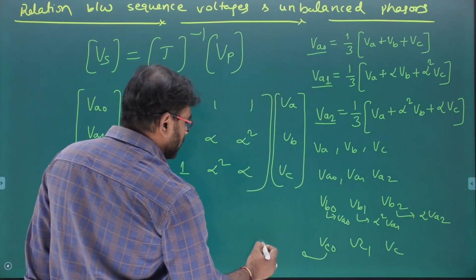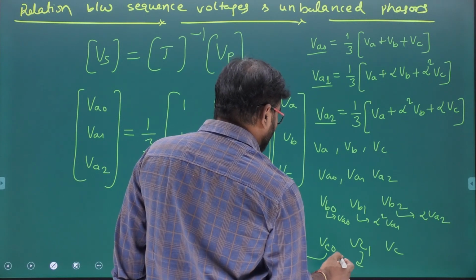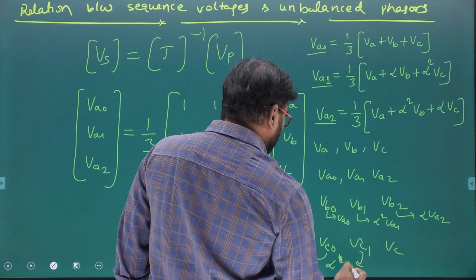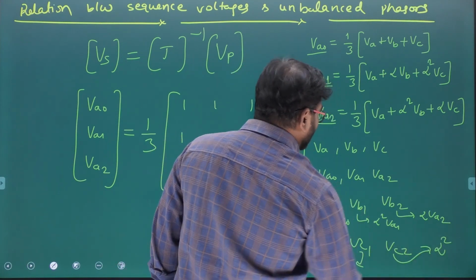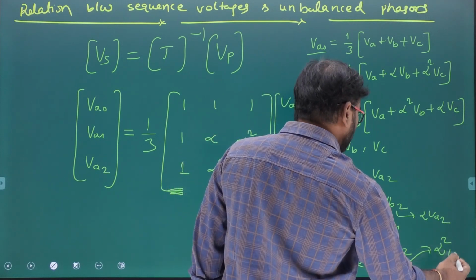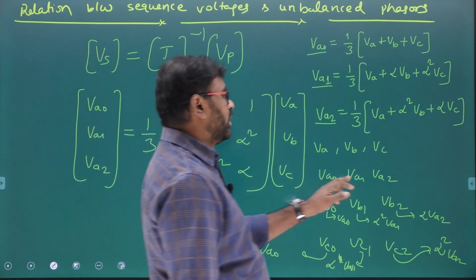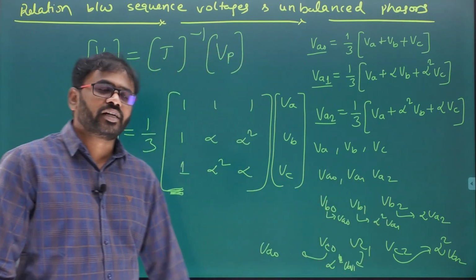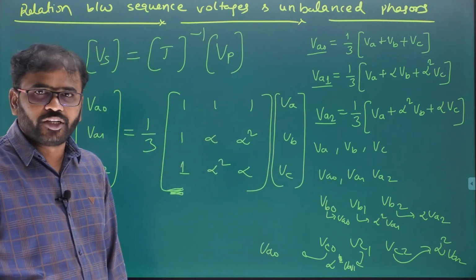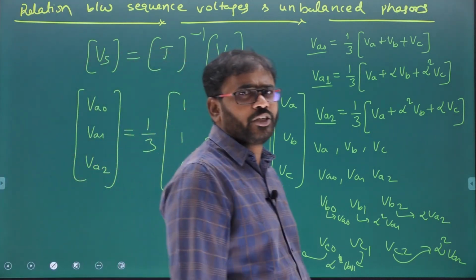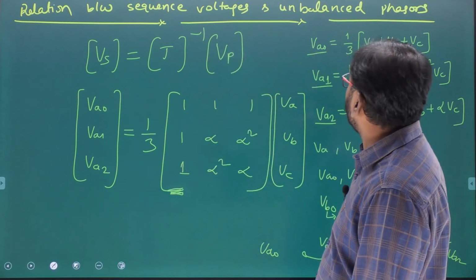Then what is VC naught? Again VA naught. What is VC1? Alpha times VA1. Then what about VC2? That is alpha square times VA2. We already discussed these relations. So first you need to calculate VA0, VA1, VA2. Later we can calculate VB0, VB1, VB2, VC0, VC1, VC2 using a simple relation. That means it's just a matter of alpha multiplication. So that's about the relation between sequence voltages and unbalanced phasors.